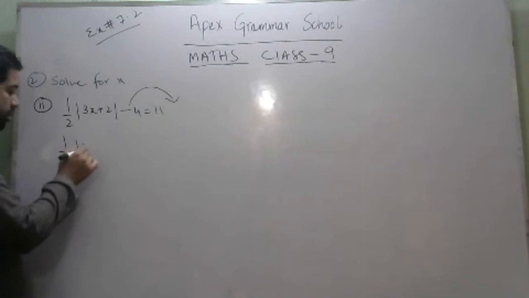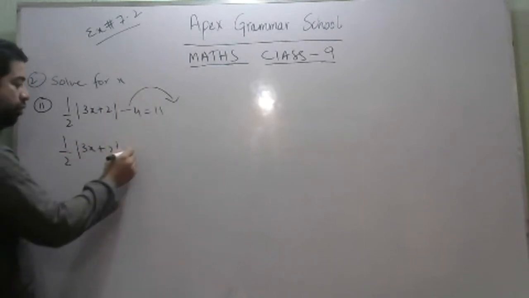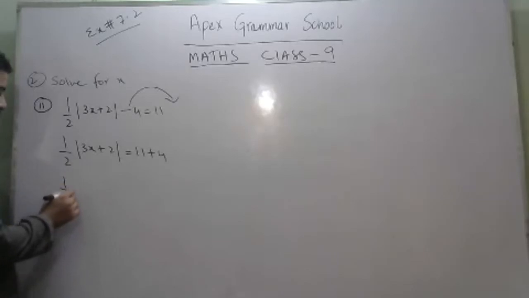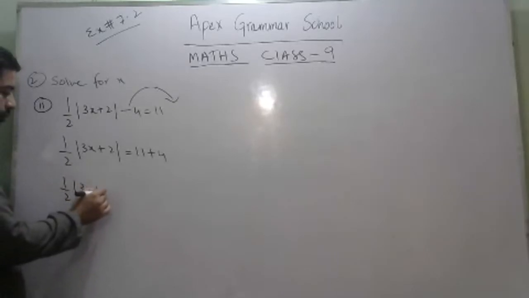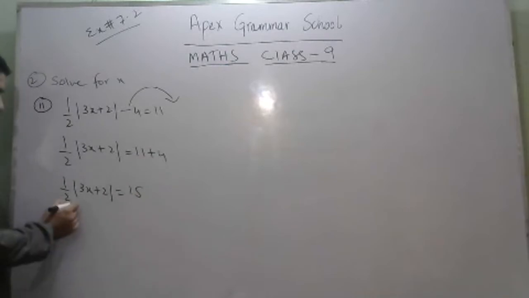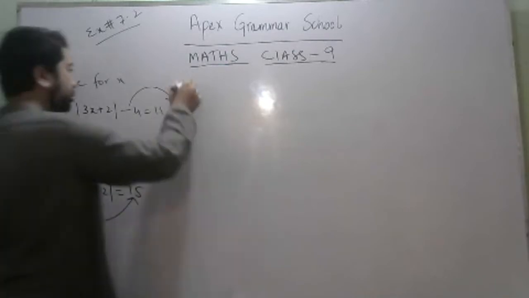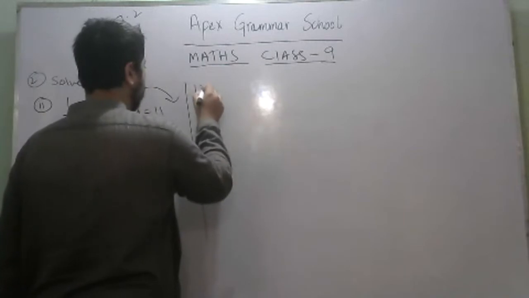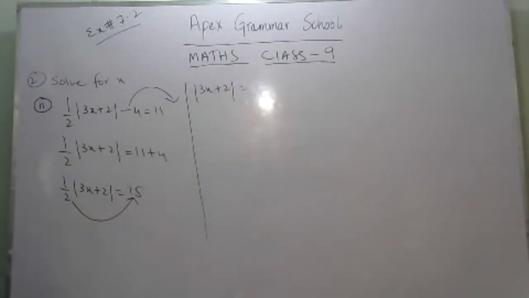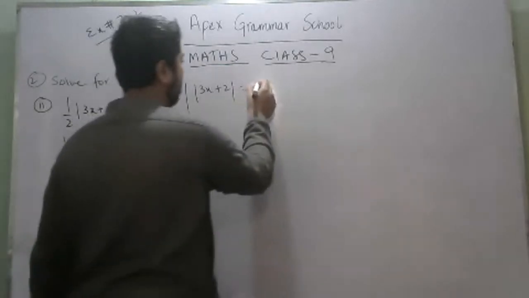One over 2, absolute value of 3x plus 2. And this negative 4 will be positive on the other side. One over 2... 11 plus 4, that is 15. 2 is dividing, so we will multiply on the right hand side, and it becomes 3x plus 2 is equal to 2 multiplied by 15, the answer is 30.